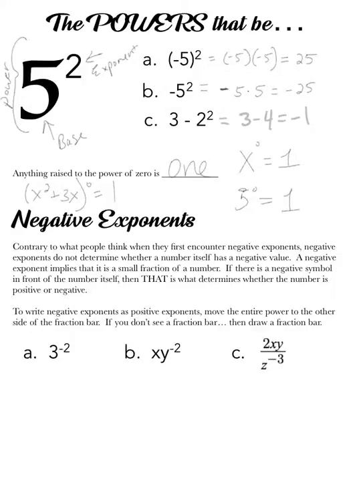A lot of people think that if you have an exponent that's negative, it means that the entire number must be negative, but that is not the case. What determines if a number is negative is a negative symbol in front of the number. If you have a negative exponent, it usually means that your quantity is much smaller, like a fraction of a thing.